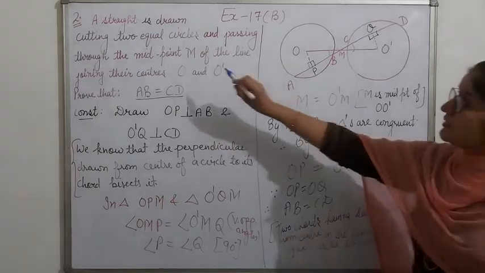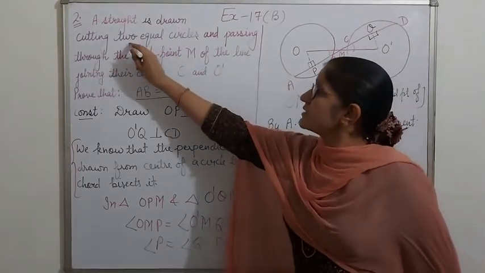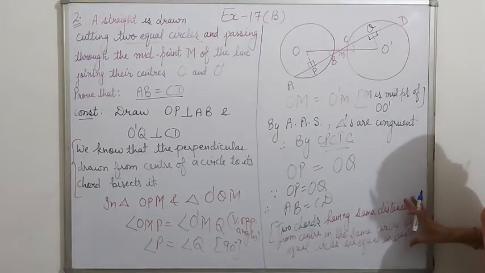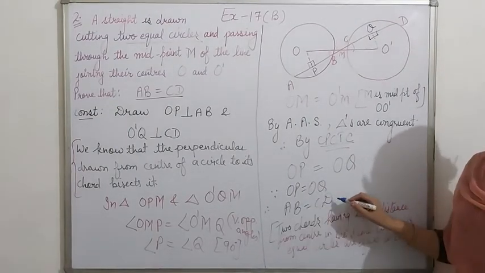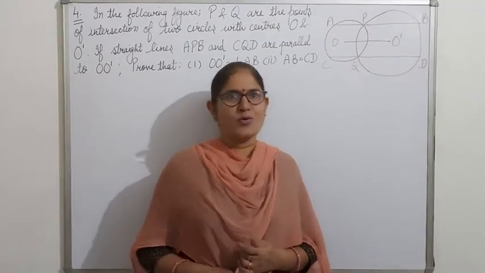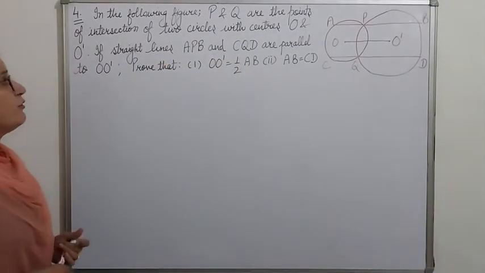See, here in the starting itself it is given that both the circles are equal. That's why this property is applicable. That's why AB is equal to CD, and this is the solution. Now, next question, question number 4.